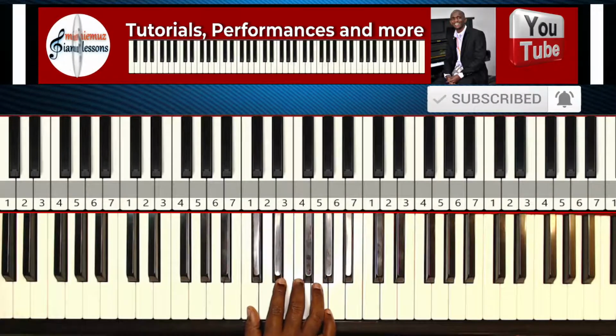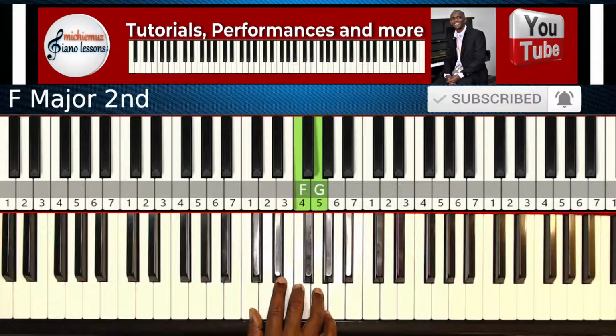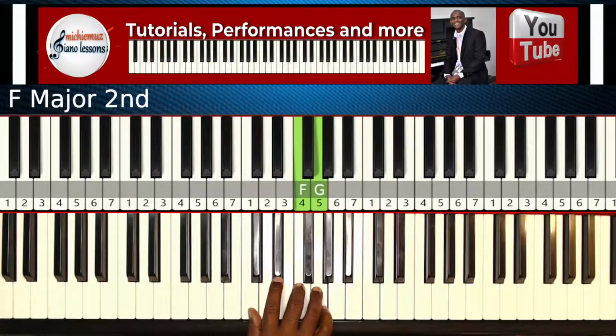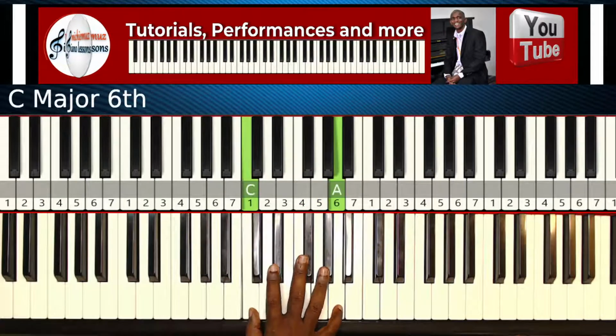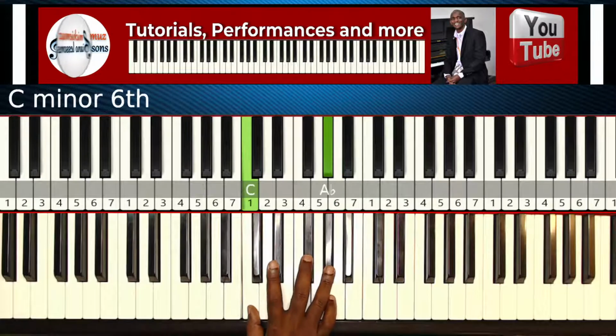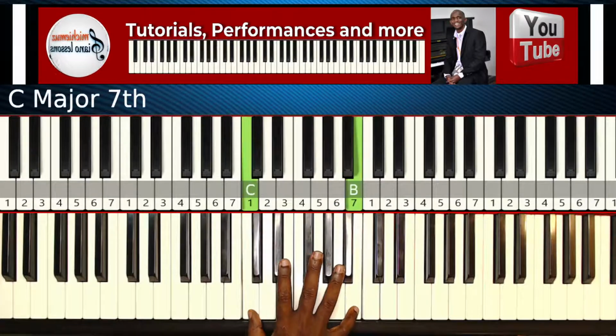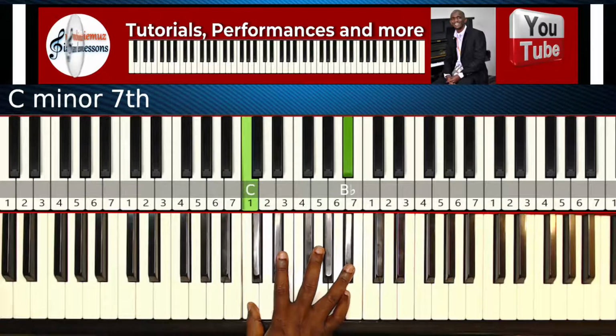I will skip the fourth and the fifth for now because they're a bit complicated. They need to be understood on paper. If you lower the major sixth, it will become a minor sixth. If you lower the major seventh, it will become a minor seventh. So that's basically it about intervals.